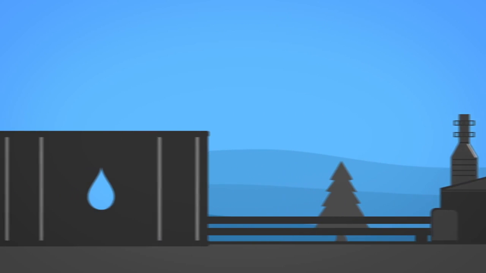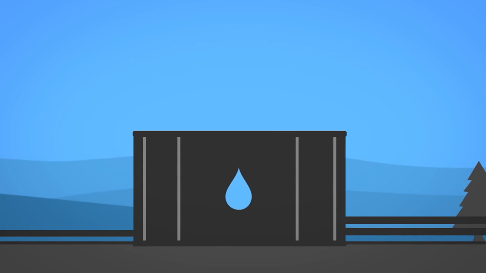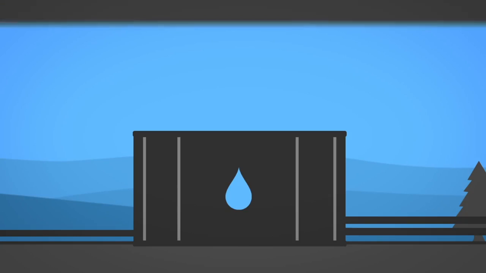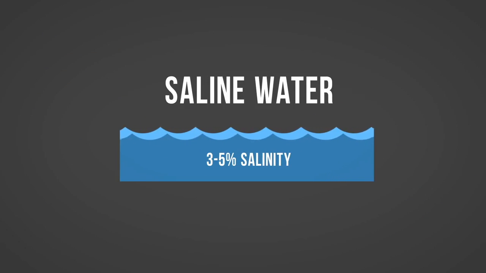The SAGD process requires a significant amount of water, though 80 to 95% of the water used is recycled back into the process. Some SAGD operations also use saline water that is determined to be unsuitable for drinking or irrigation purposes in order to minimize the use of fresh water. That's in situ.